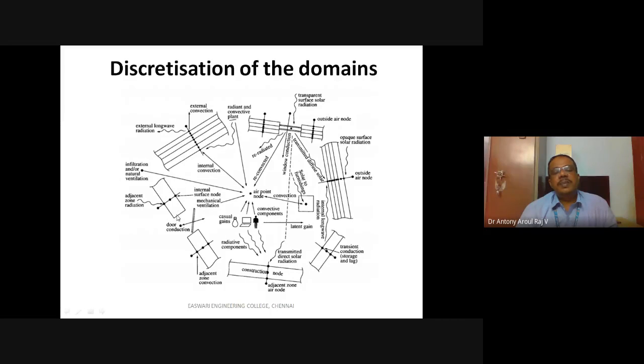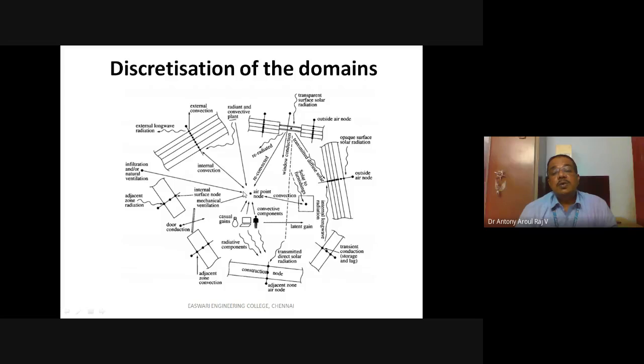So every component is there. Adjacent zone convection, construction node, transient. So if construction is there, transient simulation only will be taking place, so I have to put it here. Even opaque surface: opaque surface means again it is like a construction only, or it may be like a door. Transparent surface. Internal generation is also converted directly and added to that node.